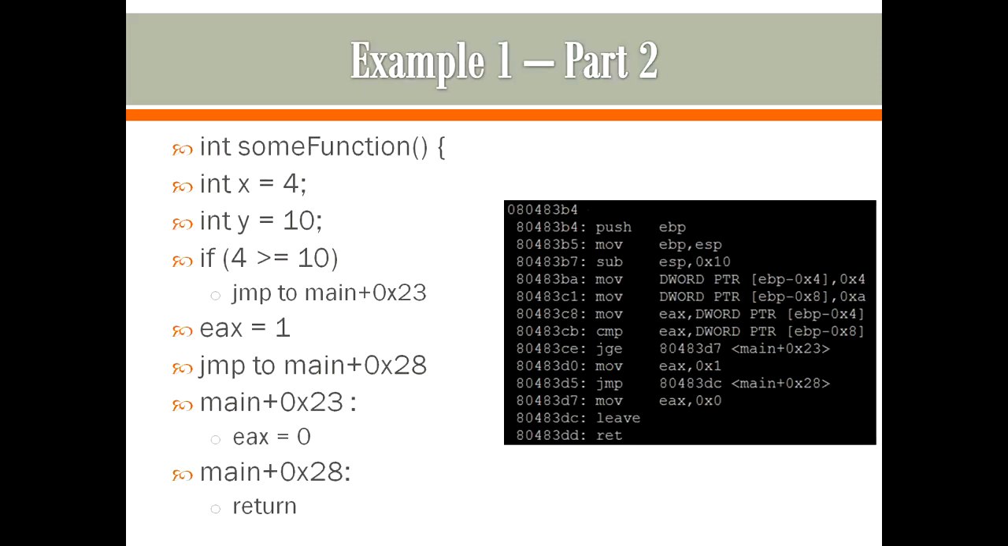Let's add this knowledge to our pseudocode. We have some function that is returning an integer of value 0 or 1. We have our 2 local variables defined and assigned the value 4 and 10 respectively. If 4 is greater than or equal to 10, we will jump to a particular address where EAX will be assigned 0. Else, we will assign EAX the value of 1 and jump to another address to return from the function.